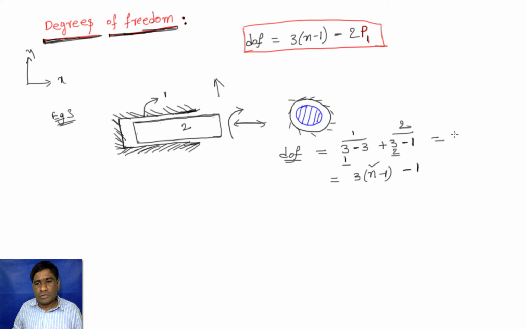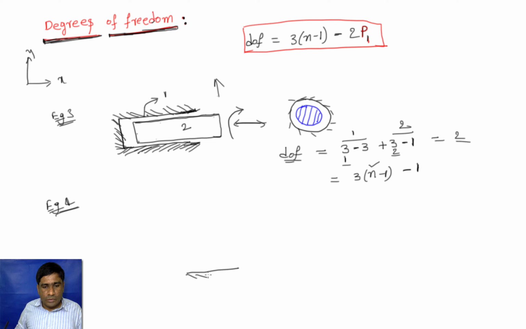So what is the value of this one? 2 degrees of freedom. If I put n equal to 2, again we get 2 degrees of freedom. And here instead of 2, in the next example, I would like to consider 3 bodies. So 3 bodies, like this.